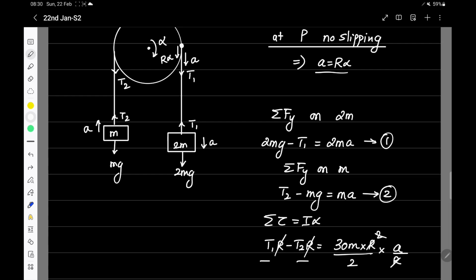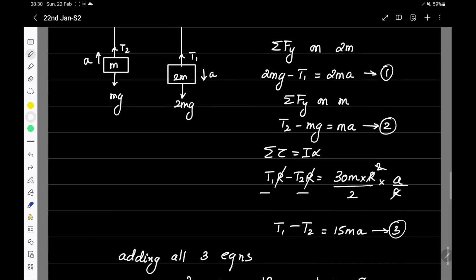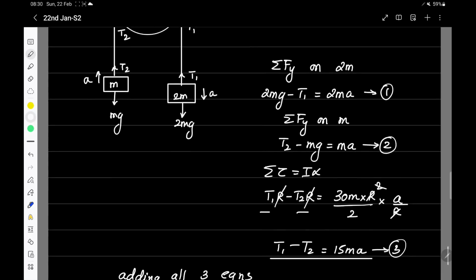So interestingly, all the r values get cancelled. That means the radius of the pulley doesn't matter itself. And we get T1 minus T2 as 15 ma. So now we have three equations. Let us add these three equations because T1 will get cancelled with minus T1 and minus T2 will get cancelled with plus T2 if we add all the three equations.